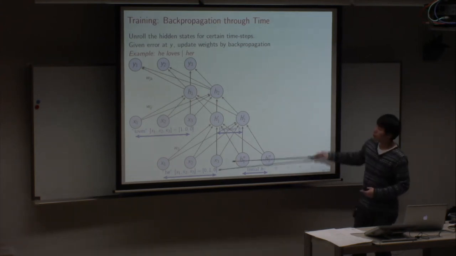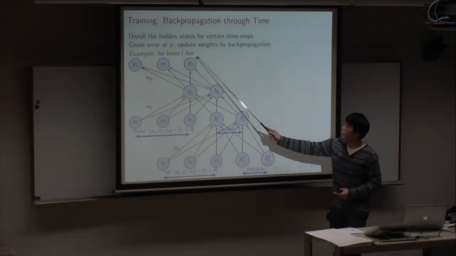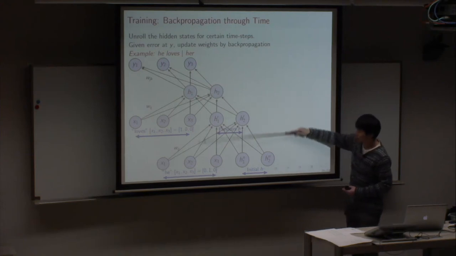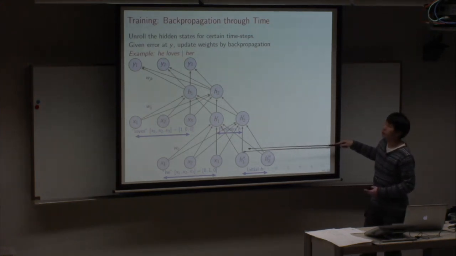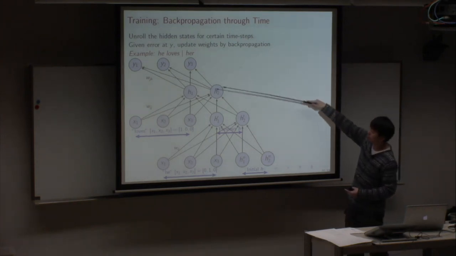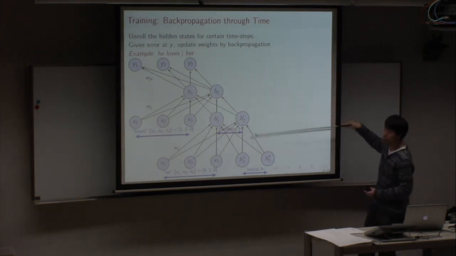When you want to train it, basically, at each point, you unroll the network, and then you can do backpropagation. It's called backpropagation through time because you're kind of going back through time.